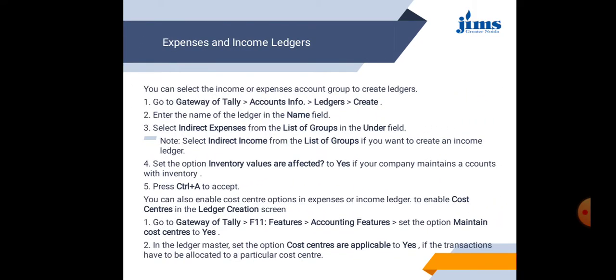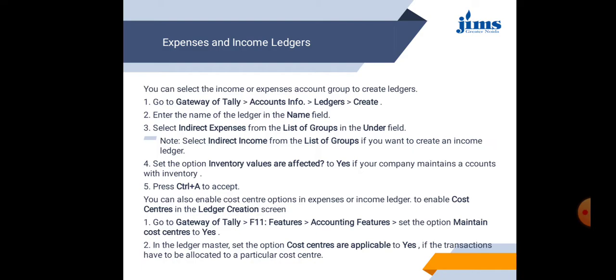Then we have expenses and income ledgers. Whatever items you are creating under the expenses and income ledgers, that is listed in this category, you can select the income expenses account group to create ledgers. Go to gateway of Tally, accounts info, ledgers and create.